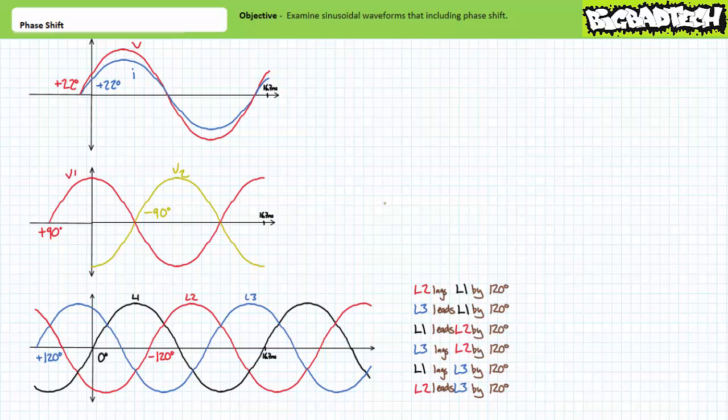Over the past handful of lectures, we've looked at circles, angles, radians, the sine function itself, the inverse sine function, peak values, peak-to-peak values, effective and RMS values, period, frequency, time-dependent sinusoidal analysis, and now phase shift and relative phase shift. You'd think that'd be all there is to know about sine waves, but it isn't.